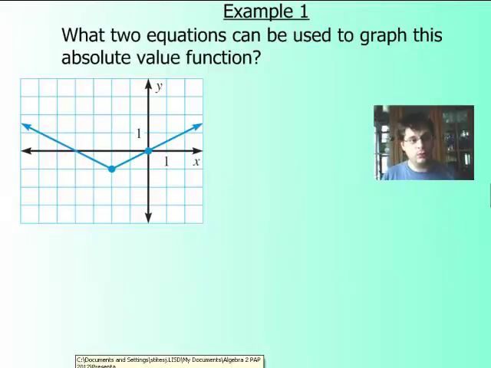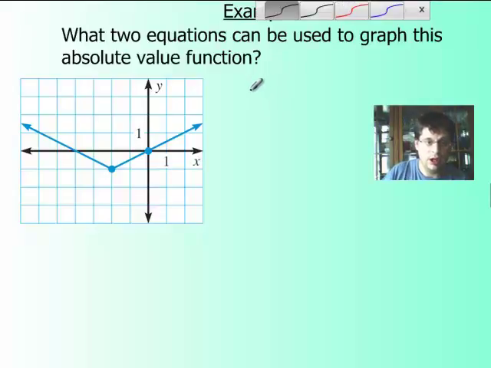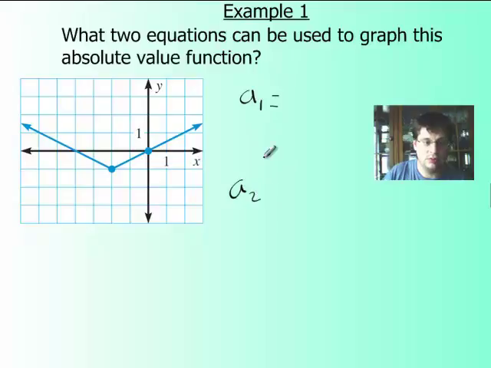Okay, so what two equations can be used to graph this absolute value function? In other words, we're going to look for a couple of lines, one that will match the right side and one that will match the left side of this absolute value function. So since we're going to have two different lines here, let's go ahead and define what we're going to need. We're going to need a slope, and there's going to be two slopes, so I'm going to have a sub 1 and a sub 2. I'm also going to need a y-intercept for each. So b sub 1 for the y-intercept for the first one, and b sub 2 for the second one.